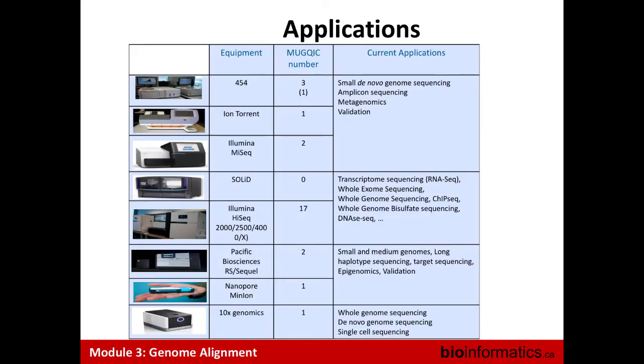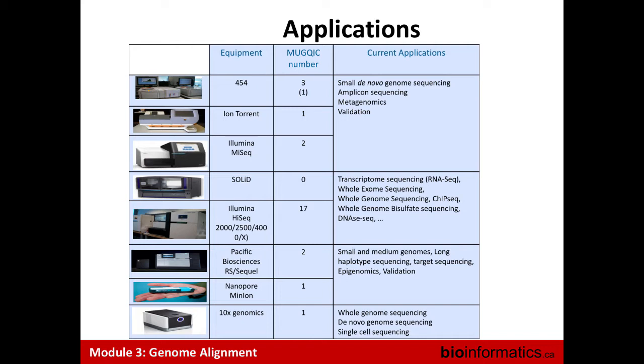So what is important is to understand each type of technology and what it is being used for. The medium sequencing is usually used to do small de novo genome sequencing, but not so much now that we have really efficient long reads. But it's mostly used to do amplicon sequencing, to do validation, and to do metagenomics.